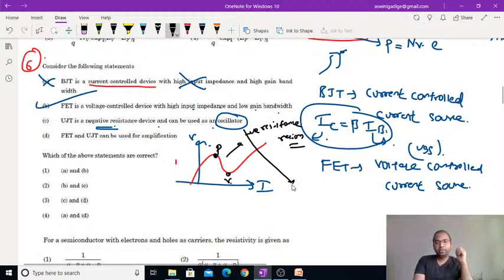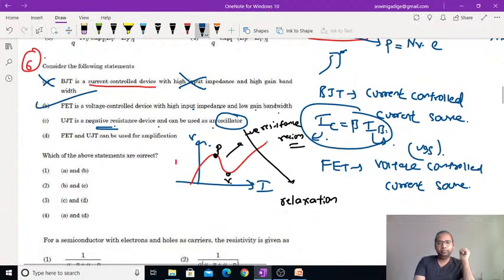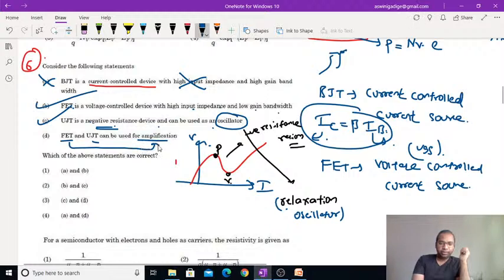And especially UJT is also called as a relaxation oscillator. Okay, relaxation oscillator. So here C is also correct. Next, FET and UJT can be used for amplification. FET can be used for the voltage amplifications, but UJT is useful for the oscillators. Okay, so D is wrong. So B and C is the correct. So option 2 is the correct one. Fine.